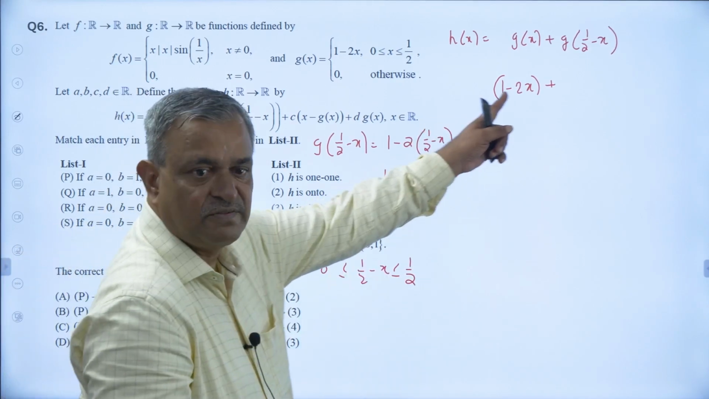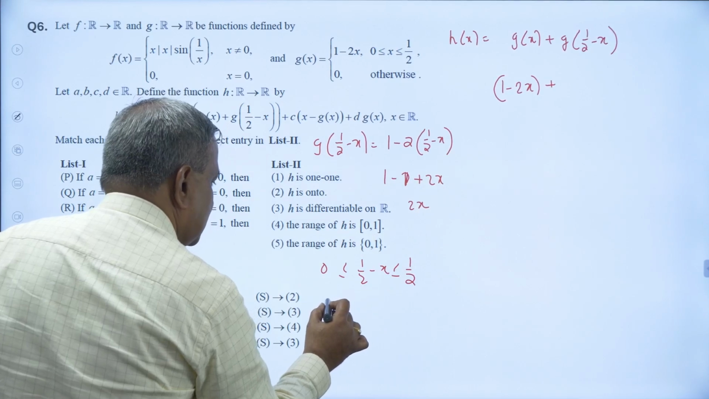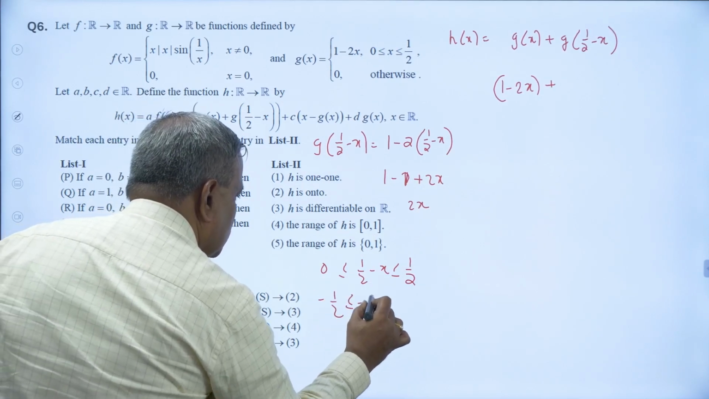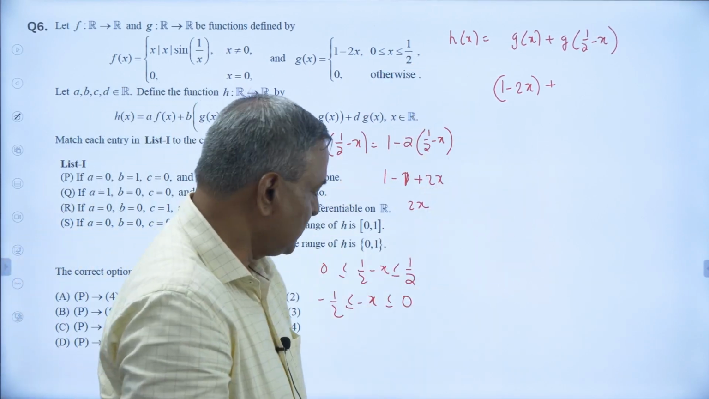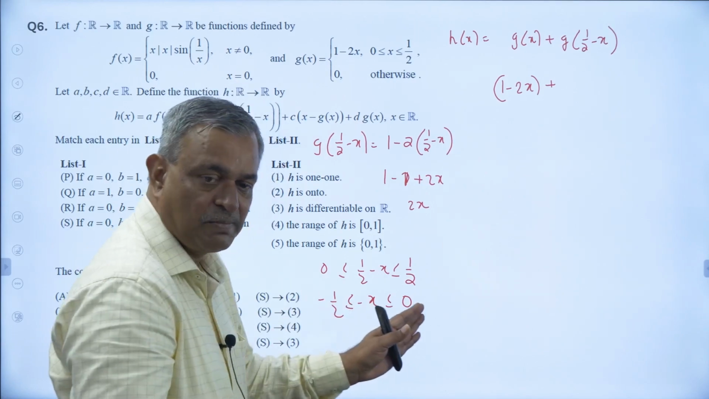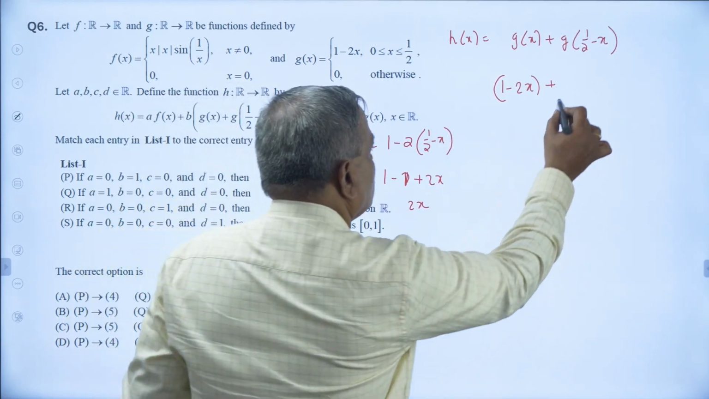We have to take the intersection when we are adding it. So this will give you how much? This 1 by 2 will cancel. So this can be written as minus 1 by 2 is less than or equal to minus x is less than or equal to 0, or x lies between 0 to 1 by 2. We get the result. If we multiply by minus, this becomes 0 to 1 by 2. No danger at all. We got 2x.